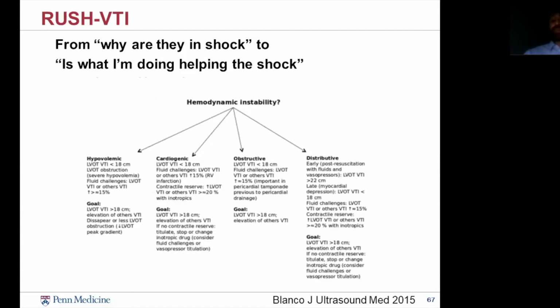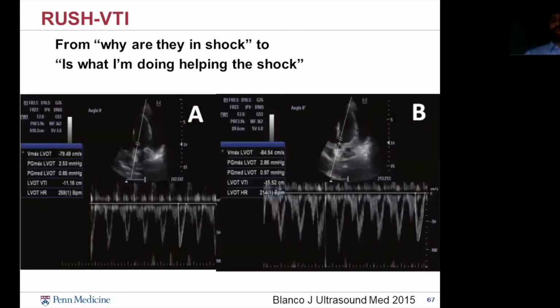That study was from 2015 and is a valuable way to think about using spectral Doppler in order to help the undifferentiated shock patient.